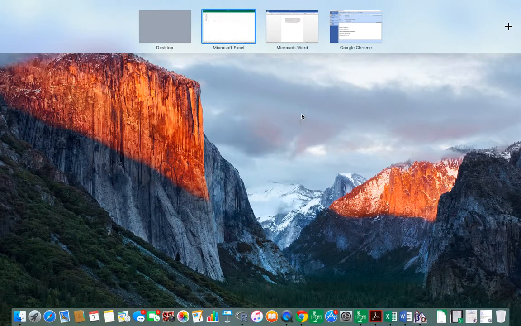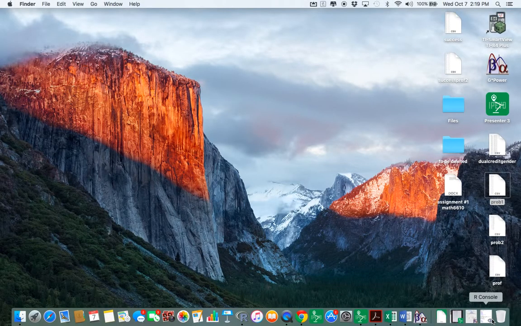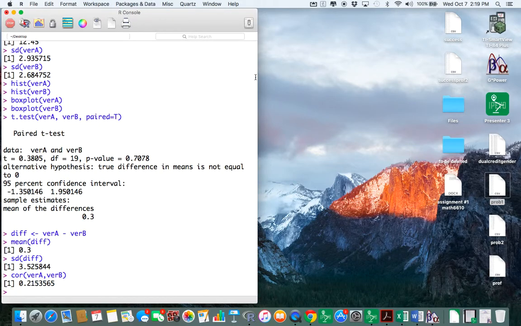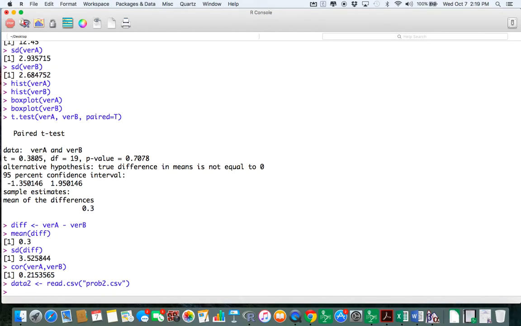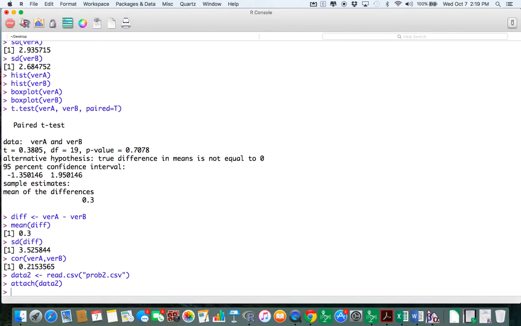Alright gang, so I'm going to go back into R, make this larger so you guys can see it, and I'm going to go data 2, and I'm going to attach it, and then I want to see the names of data 2.